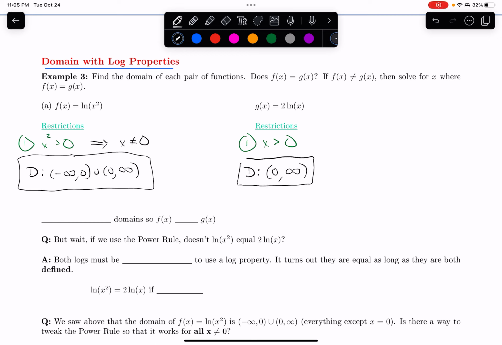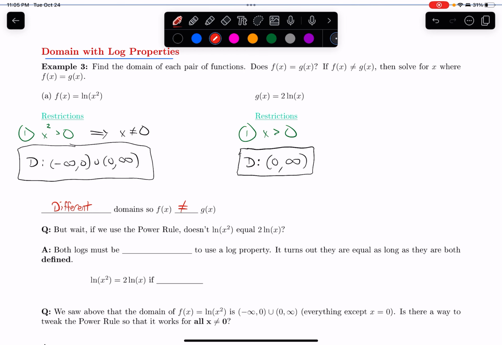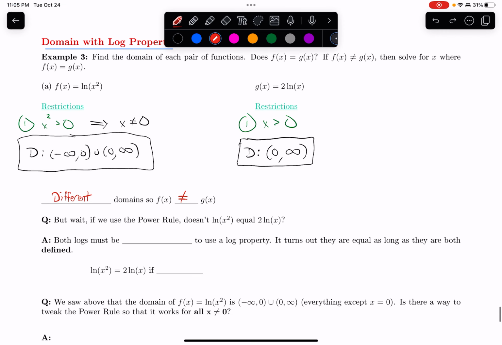That's my domain. Right, because with this one, there's no square on it like I had in the first one. So I'm not going to be allowed to plug in negative numbers because I can't take a ln of a negative number. Whereas with the first one, if I plugged in a negative, the square will get rid of it and make it positive, and then we're good when we plug it in. So these two functions have different domains. As a result, they're not the same function, which is weird, right? Because the question I now have is, wait, if we use the power rule, like I just talked about, aren't they the same? Wouldn't the power rule just let me move the 2 out in front to get 2 ln of x?